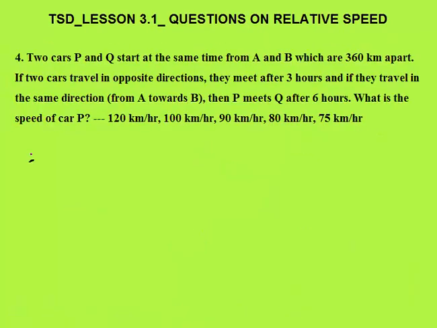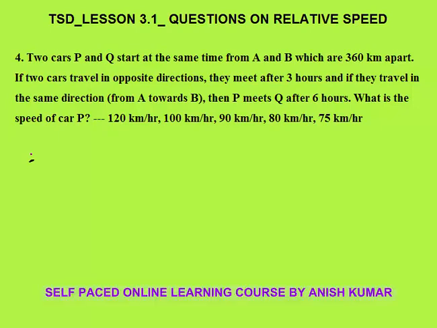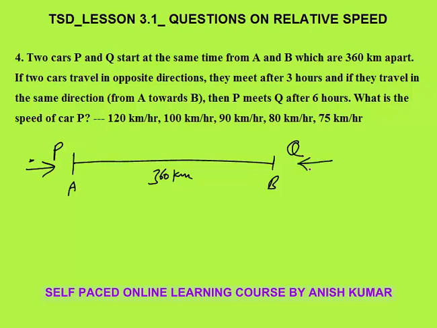Fourth question is, two cars P and Q start at the same time from A and B, which are 360 km apart. The points A and B I am making. Points A and B are 360 km apart. Here the question wants to say that P starts from A, Q starts from B. Although not clear from the statement, I am telling you, car P starts from A towards B, car Q starts from B towards A. The two cars travel in opposite directions. They meet after 3 hours.